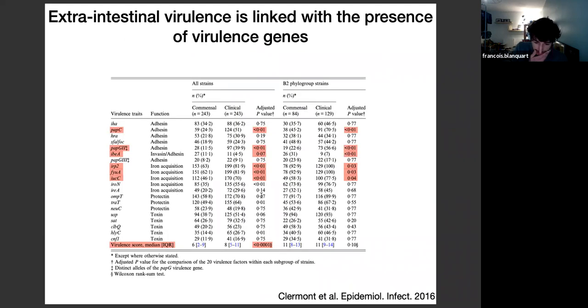Nevertheless, when you look within, for example, phylogroup B2, so this is this other column on the right, some of these genes still come up as significant. So even within phylogroup B2, they do have an effect on virulence, so on being found in infections versus in commensalism.